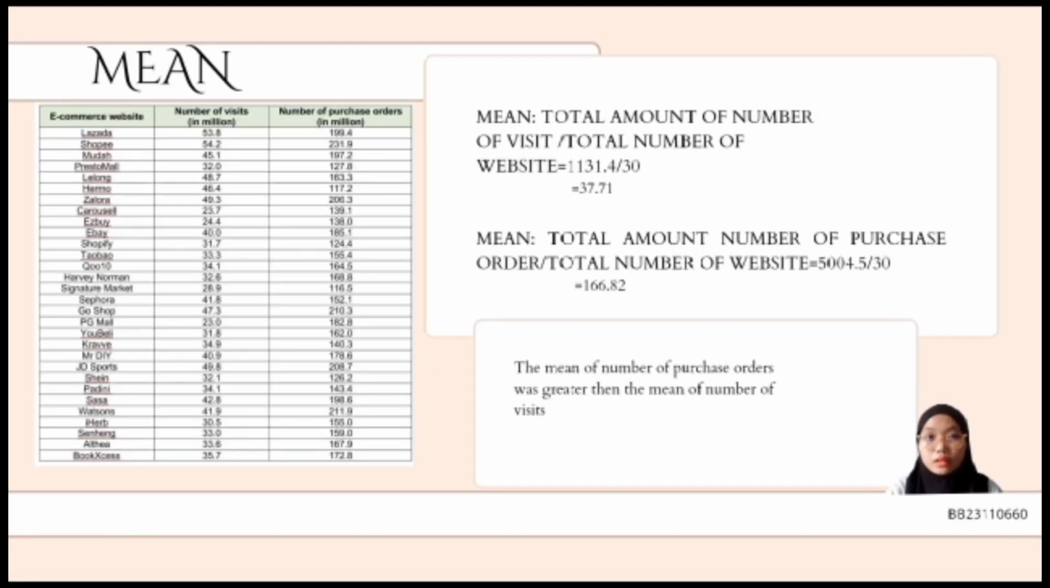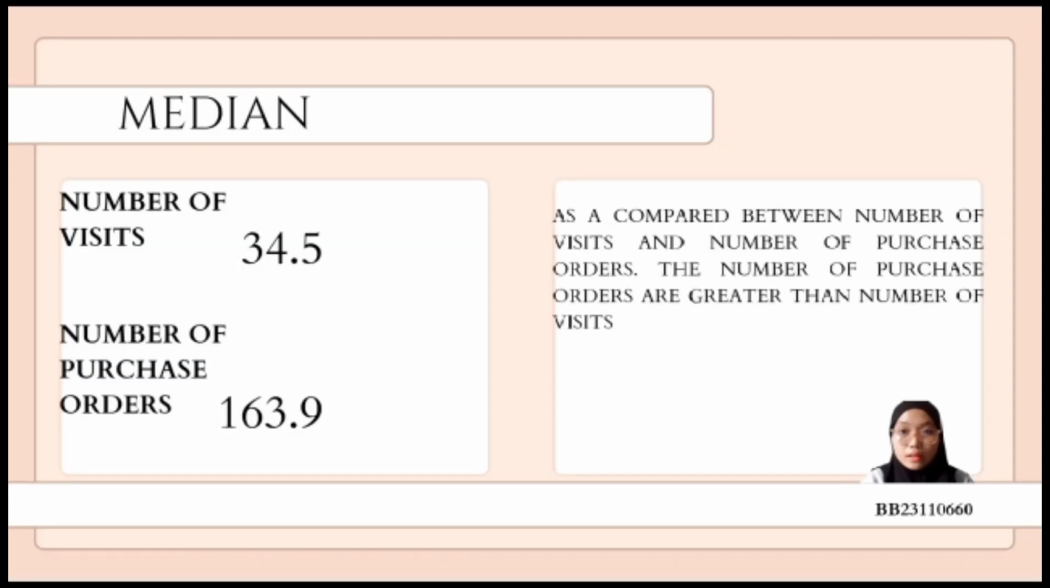The mean is the total amount of number of visits divided by total number of websites, which is 1131.4 divided by 30. The answer is 37.71. For the mean of number of purchase order, total amount of number of purchase order divided by total number of websites, which is 5004.5 divided by 30. So the answer is 166.82. The mean of number of purchase order was greater than the mean of number of visits.